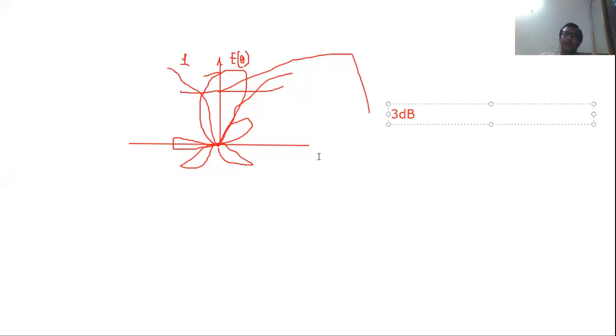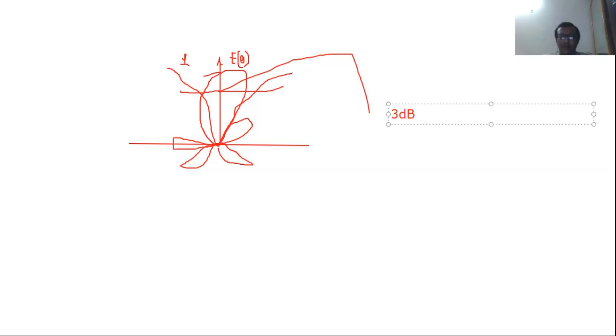So what is the meaning of 3 dB? Here is the left side, and here is the right side. The angular distance between 2 points on the antenna pattern, see, this is the antenna pattern, this is the left side, this is the right side. The angular distance between 2 points on the main lobe that are 3 dB below the maximum point is known as half power beamwidth: theta HP left minus theta HP right.